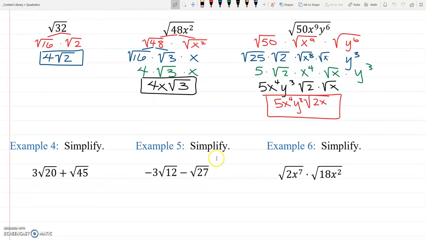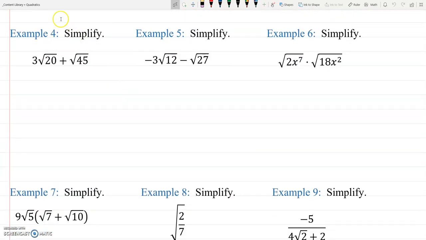All right, example 4. Example 4 you may have never done before, so pay close attention here. The first thing you need to know about example 4 is this. Radicals are like variables. So 3 times the square root of 20 is kind of like 3x. You can't put those together. 3 times x is not something, you just write them next to each other as 3x.